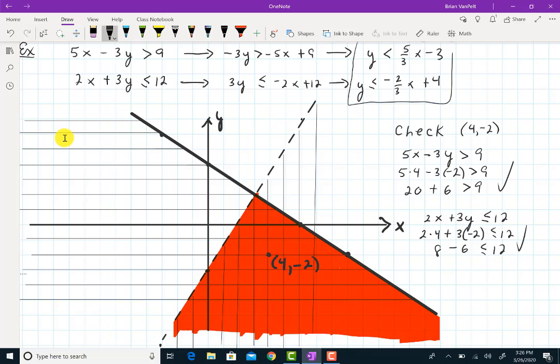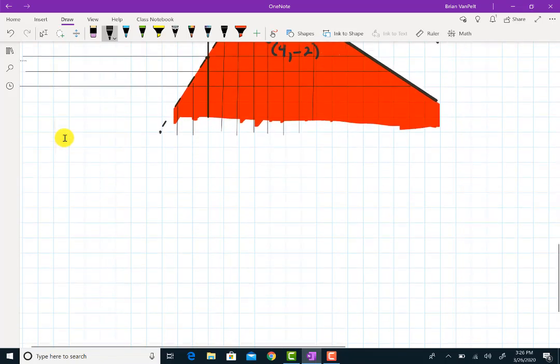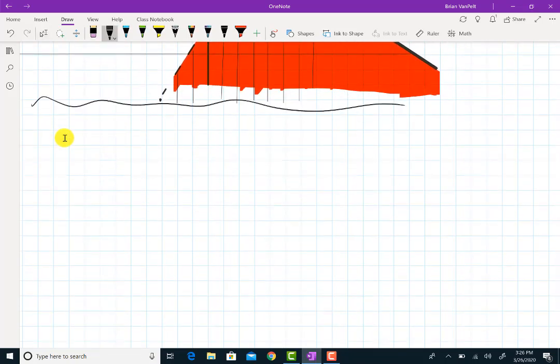The next one is a bit of an odd one. A very, very strange type of a problem. And it goes like this. Graph x is less than or equal to 6 and y is greater than 1.